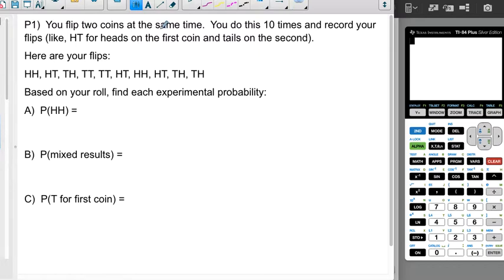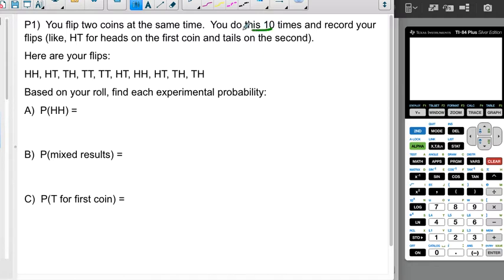You flip 2 coins at the same time. You do this 10 times and record your answers for your flips, like HT, where heads was the first coin and tails was the second, right? So here are your flips: HH, HT, TH, TT, TT, HT, HH, HT, TH, TH. Based on your flips, find each experimental probability.